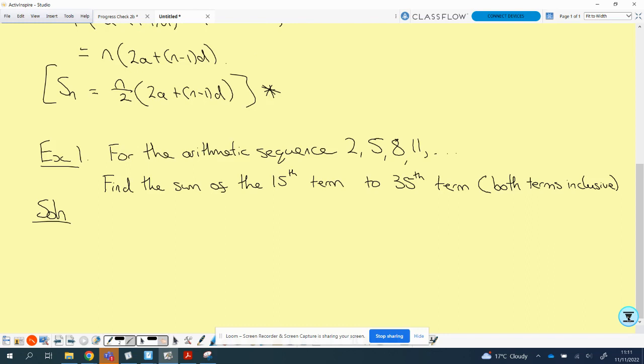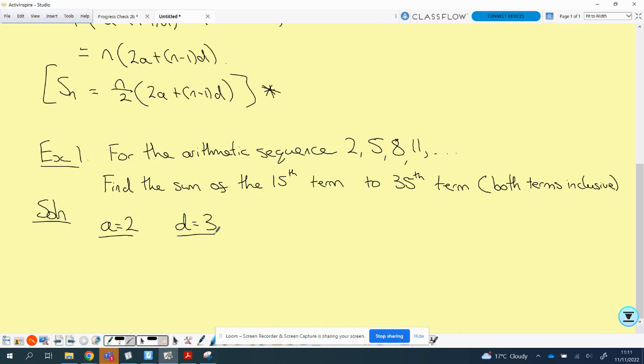we should be able to spot what A and D are, our two values. Okay, so A is obviously our first value in the sequence. A is 2, and D will be 3. The values are going up 3 every time. The difference is 3. Okay, so we get that from the sequence there.